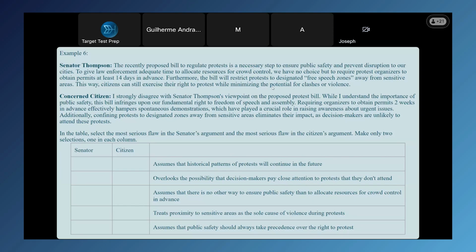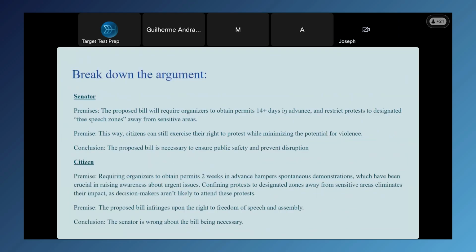Additionally, confining protests to designated zones away from sensitive areas eliminates their impact, as decision makers are unlikely to attend these protests. In the table, we are going to select the flaw in the senator's argument and the flaw in the citizen's argument. Let's look here.